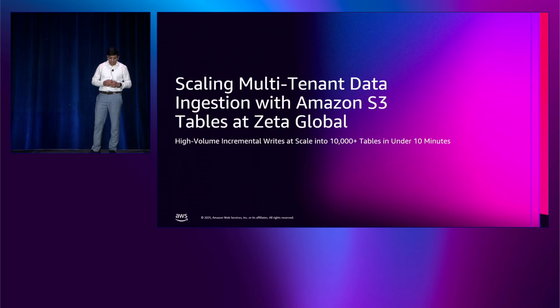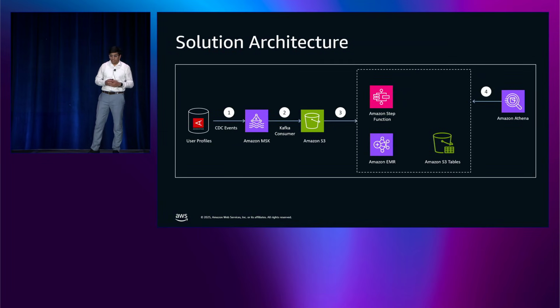Every month we handle close to about 185 terabytes of data. That translates to about 250 GB every single hour. All of this goes into 10,000 Iceberg tables under 10 minutes. So let's take a look at the solution.